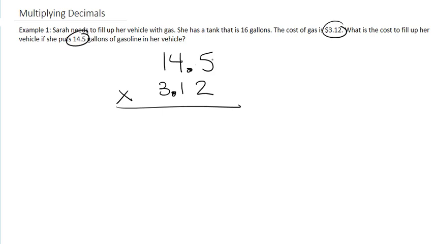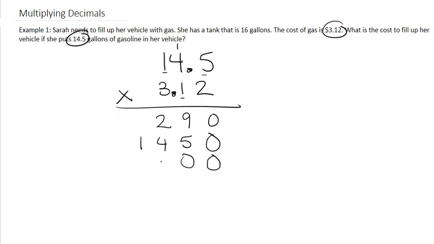So we're going to multiply this 2 by each number on the top, and we start on the far right. So 2 times 5 is 10, so we'll just carry a 1. 2 times 4 is 8, plus 1 is 9. 2 times 1 is 2. Then we're going to do a placeholder, which is our 0, and then we start with the 1. So we have 1 times 5, which is 5. 1 times 4, which is 4. 1 times 1 is 1. Then we have 2 zeros.